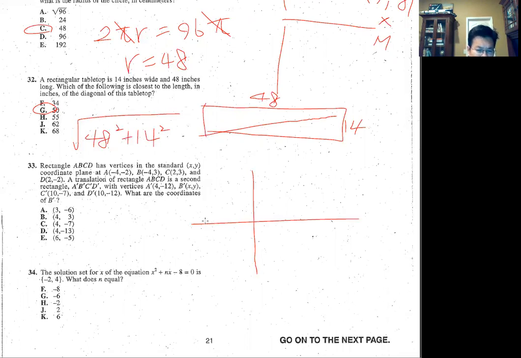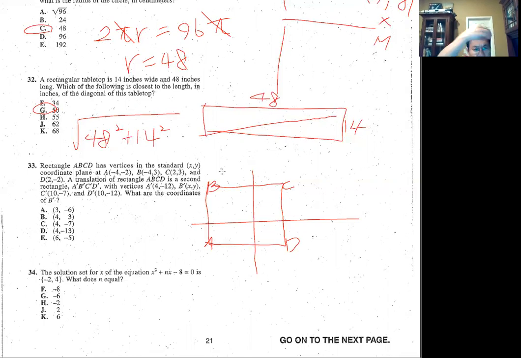Negative 4, 2, negative 2. So this one is A. And B is negative 4, negative 3, which is B here. 2 comma 3 is C, and then D is 2 comma negative 2, D. So you're in this rectangle right now.